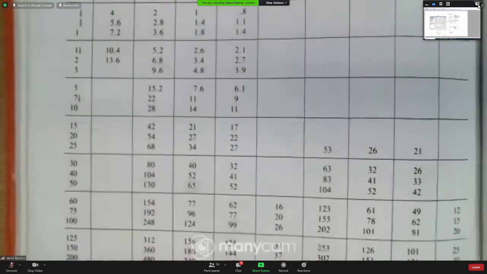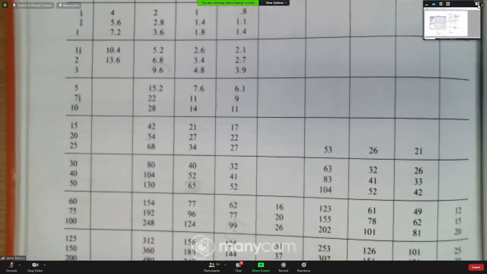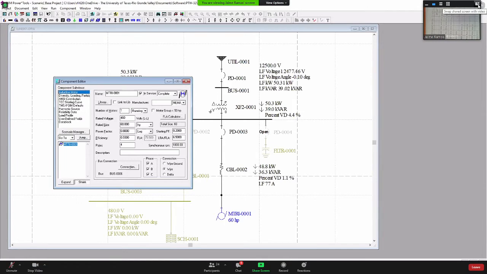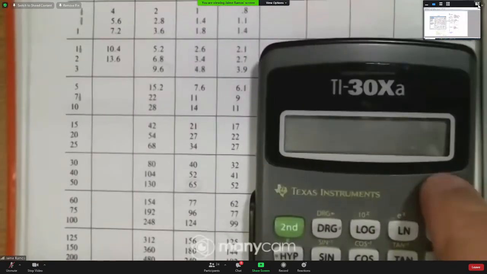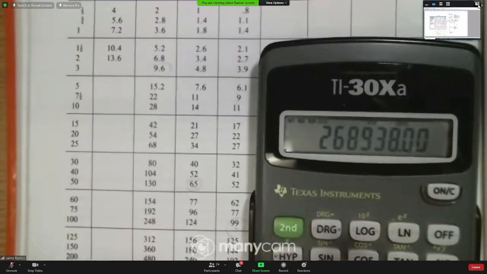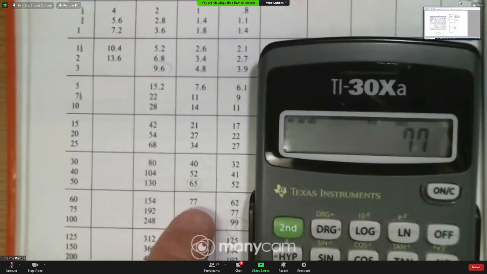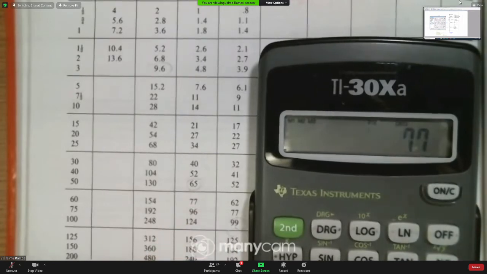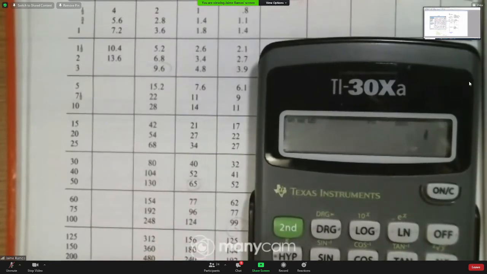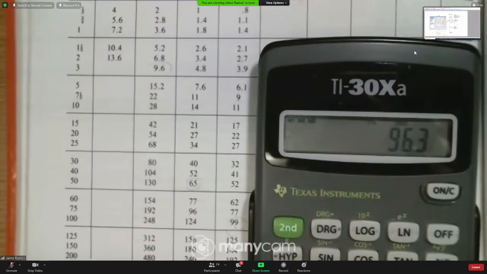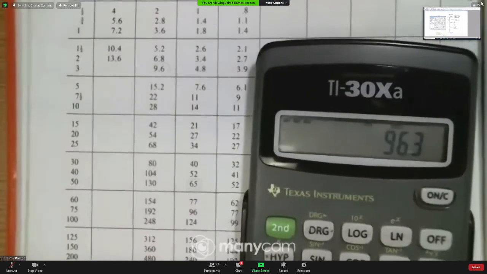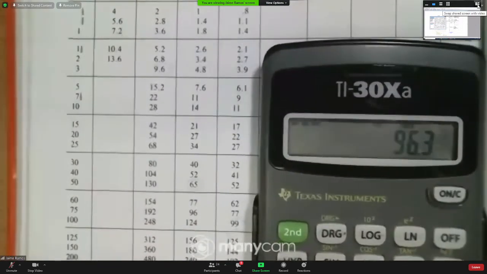So the minimum ampacity of the circuit for 77, let me calculate here. The minimum ampacity of the circuit is going to be 77, which is this number here, times 1.25. So that's 96 amps, okay? That's the minimum ampacity of the circuit.